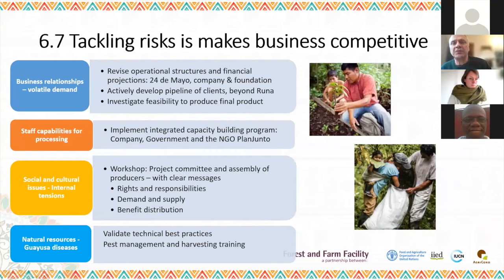So if you remember the example of the Guayusa tea growers in Ecuador, they had these 4 risks. There was very variable demand for their tea from their main buyer, volatile demand, though they had a problem with their business relationships, and they had very low capability for processing the tea. And they had some internal tensions and they had some disease. So when they looked at the risks, they began to think, well, some of these 4 sets of risks are things we need to do something about this year, because they've all ranked up as 5 or 6 in our risk ranking. So we have to develop a plan for making our business more competitive.